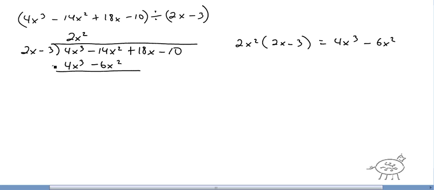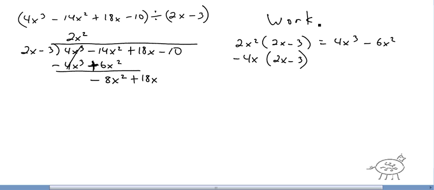Change the signs. This minus becomes plus now. So be careful about that. That cancels. Negative 14x squared plus 6x squared is negative 8x squared. Bring down the next term. What times 2x is negative 8x squared? It's negative 4x. Okay, so you guys, you should have, in fact, I've had people do this in the past, make a workbox.